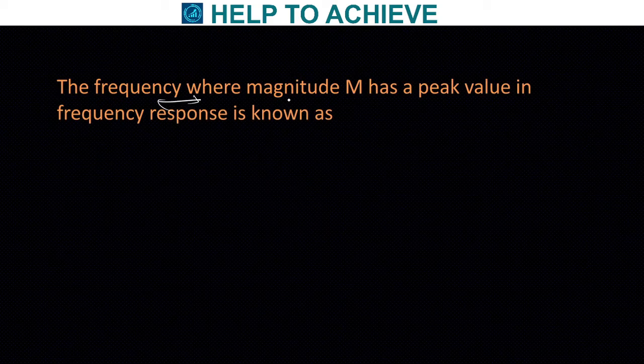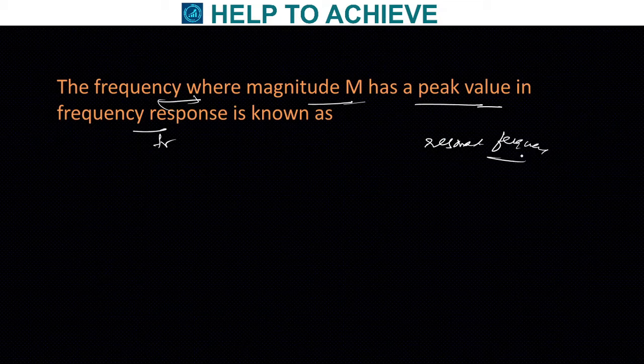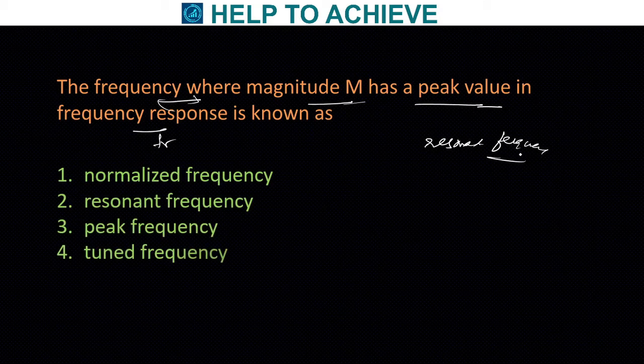The frequency where the magnitude has a peak value in the frequency response. So whenever the peak value is attained, it is only at the resonant frequency. This we know very well. So from the given options, the magnitude peak value is attained at the resonant frequency, and the correct answer is the resonant frequency.